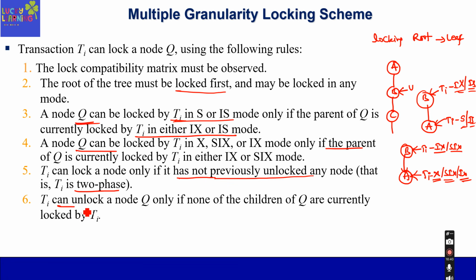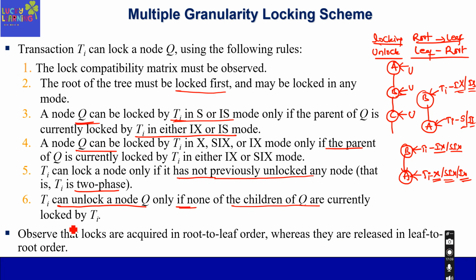And last point, Ti can unlock a node Q only if none of the children of Q are currently locked. So unlocking of B should be possible after unlocking of C. Unlocking of A should be possible after unlocking of B. So locking is from root to leaves, unlocking is from leaves to root, right? And observe that locks are acquired in root to leaf order, whereas they are released in leaf to root order. This is how locking is done in the multiple granularity locking protocol.